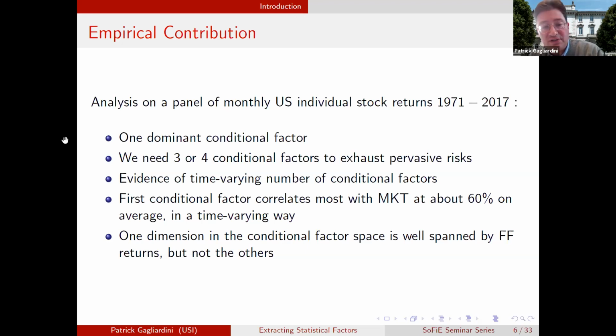When we focus on the first conditional factor, so let's say the dominant one, we find that this factor, not so surprisingly, correlates most with the market, on average about 60%, but in a time varying way. And in some phases of the market, other factors correlate more with this dominant factor. And finally, one dimension in the conditional factor space is found to be rather well spanned by, let's say, Fama-French returns, but other dimensions are not well spanned by Fama-French returns.